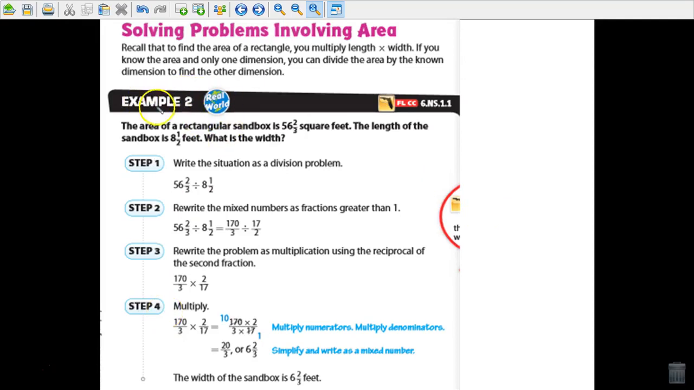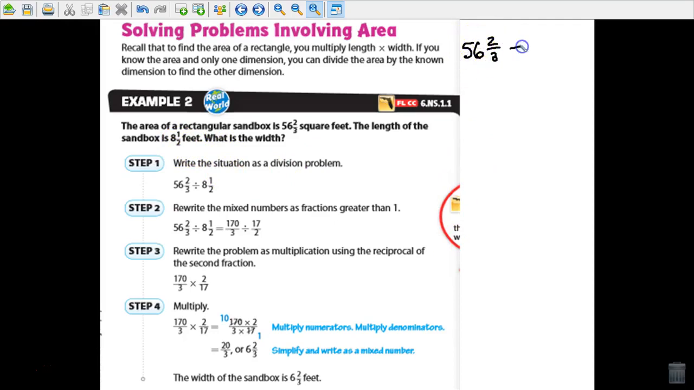So example 2, the area of a rectangular sandbox is 56 2/3 square feet. The length of the sandbox is 8.5 feet. What is the width? Okay? So obviously, writing out our problem, we rewrite it.